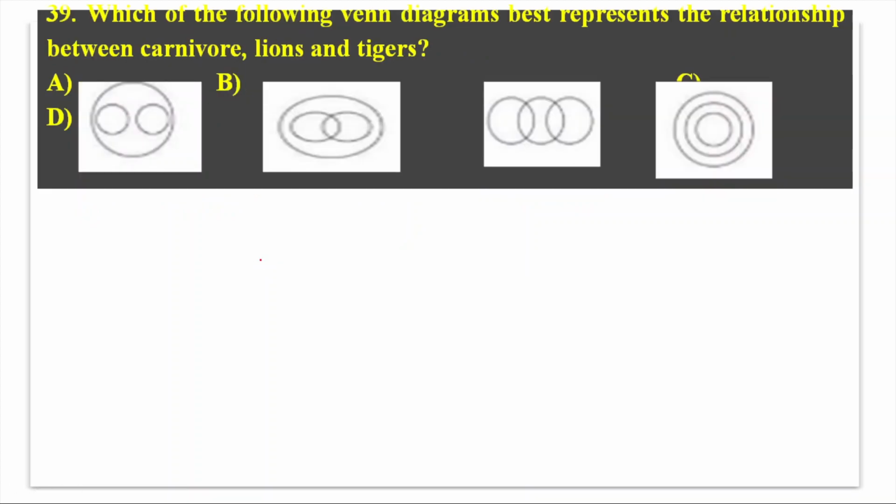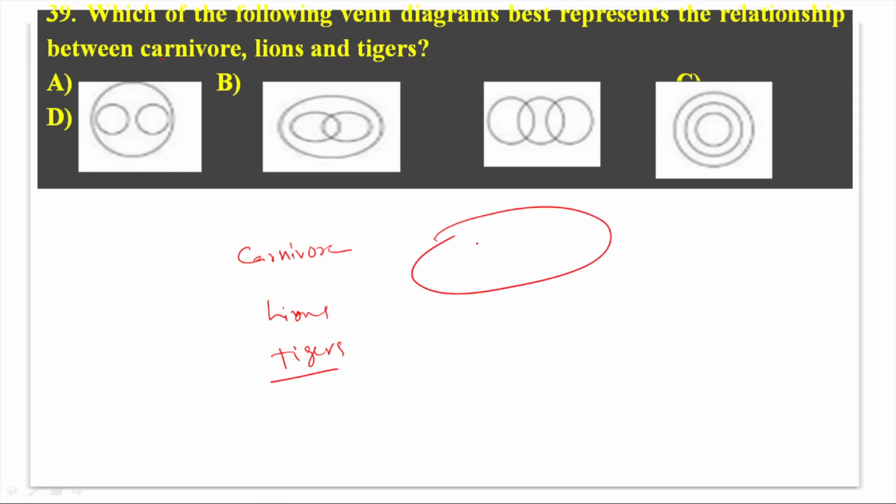Let us go to the next question here. Okay, this will be the next question. Which of the following Venn diagrams best represents the relation between carnivorous, carnivore, lion, and tiger? So carnivore is a group of animals. There are many types of animals: carnivorous, omnivorous. In those carnivorous animals, lions belong to one category, and tigers belong to one category. So which one is satisfying among these? It is satisfying the first option, this one.